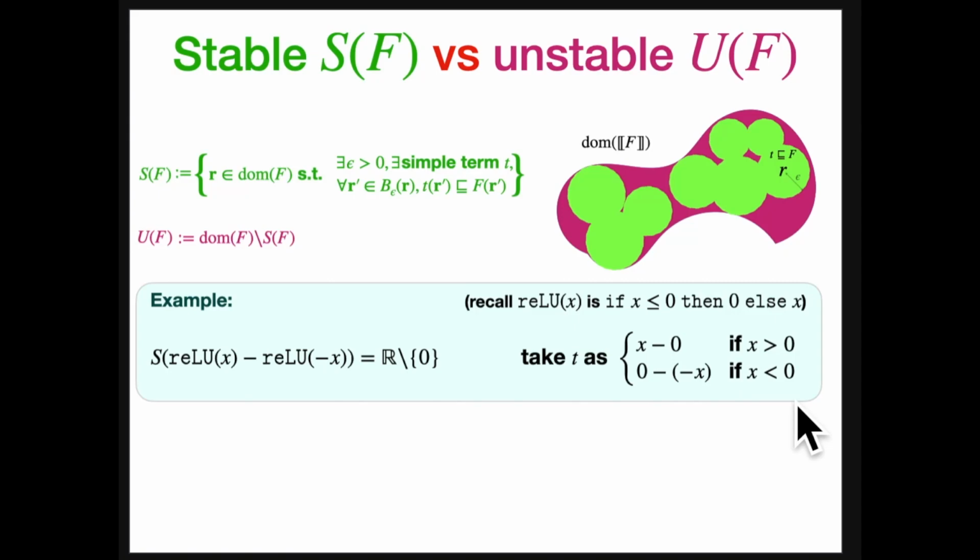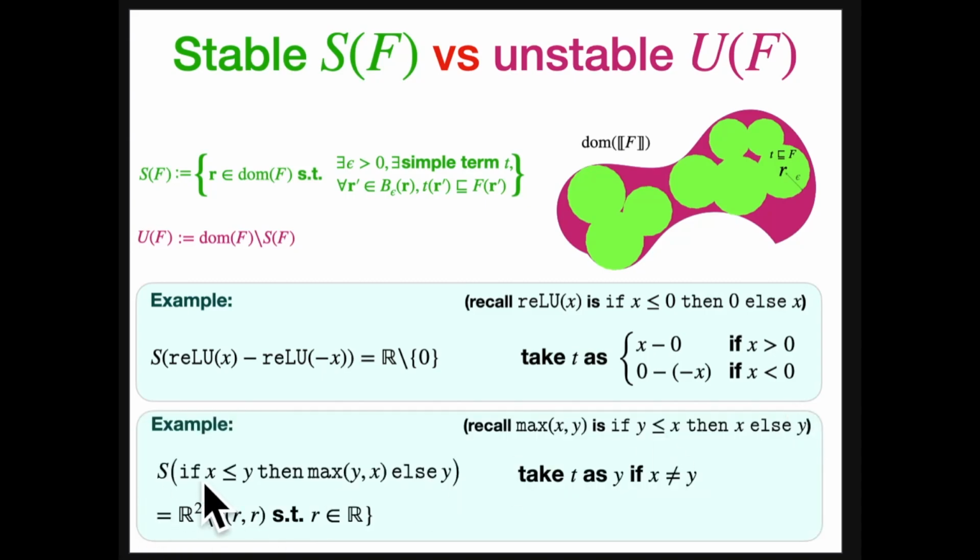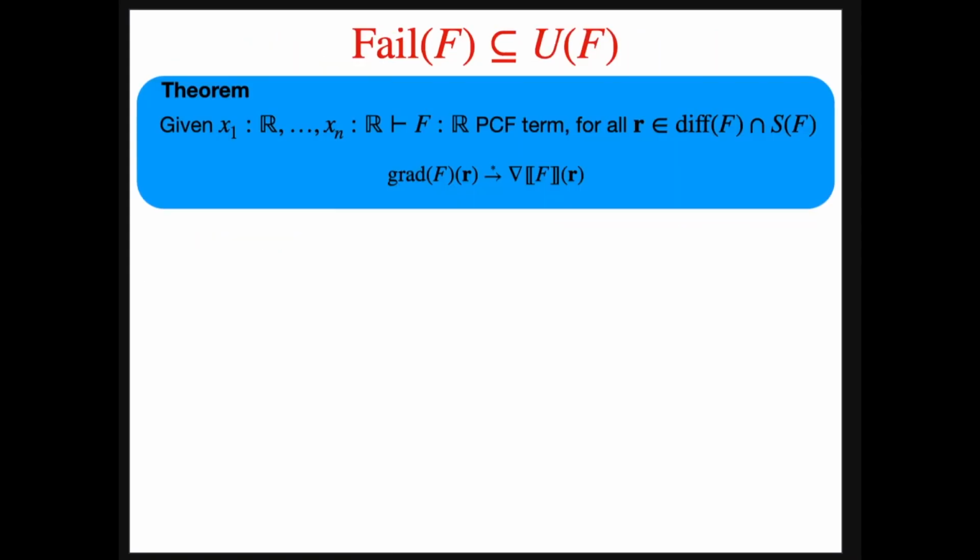But in the paper you can find a more involved example like this expression here, having as the set of unstable points not just a singleton but an uncountable set, but always of Lebesgue measure 0. Now that we have defined what the stable and unstable points of a program are, we can prove that all errors of AD are in fact unstable points.